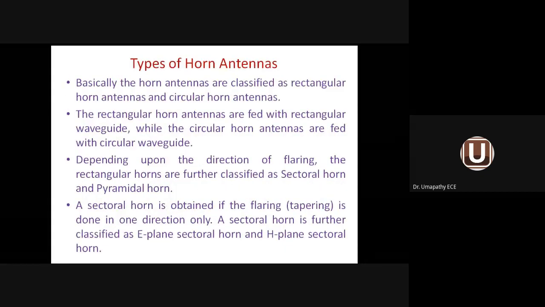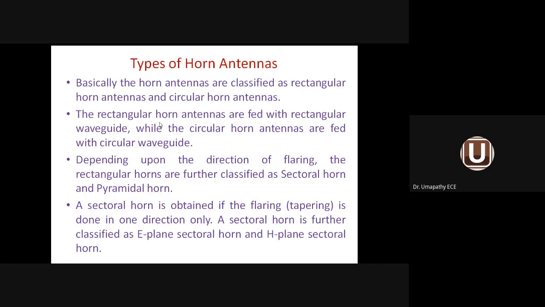So what are the types of horn antennas available? I can classify them into two types. One is the rectangular horn antenna. The other one is the circular horn antenna. Because I have two types of waveguide. You know very well, two types of waveguides are available. One is the rectangular waveguide. Another one is the circular waveguide. When I convert a rectangular waveguide into a horn antenna, it is called a rectangular horn antenna. When I convert a circular waveguide into an antenna, it is called a circular horn antenna.